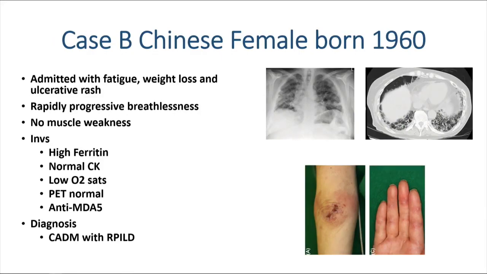So another case, this is a lady in her 50s who was admitted with fatigue, weight loss, an ulcerative rash, and rapidly progressive breathlessness, really quite severe breathlessness, no muscle weakness. She had those investigations there and had an antibody called anti-MDA5. It's only been recognized really in the last 10 years or so. And she was diagnosed with clinically amyopathic dermatomyositis. In other words, amyopathic, no obvious muscle involvement, but dermatomyositis with rapidly progressive interstitial lung disease.